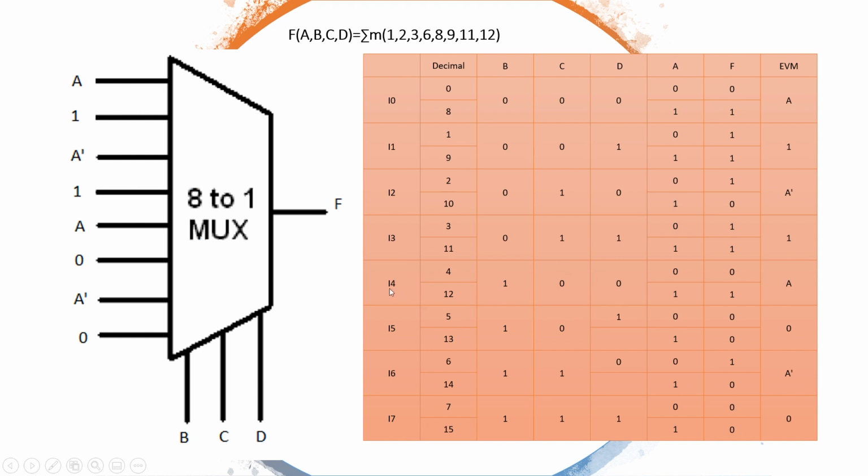Similarly, for I4, it will be 1, 0, 0. The BCD is 1, 0, 0, and the output will be A. So this is I0, I1, I2, I3, I4. This is the I4, and it will be output when B, C, D are 1, 0, 0.